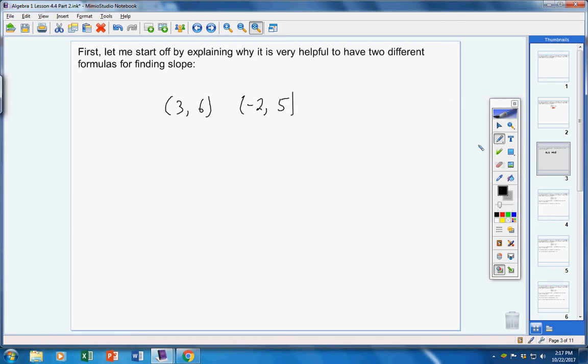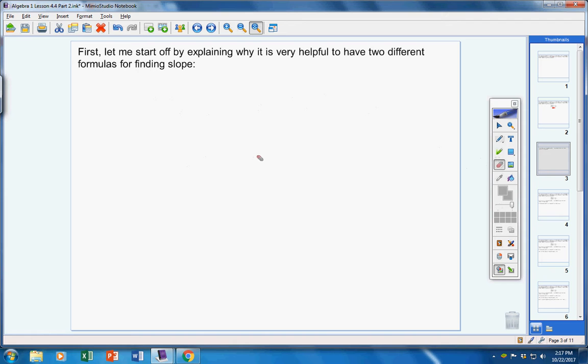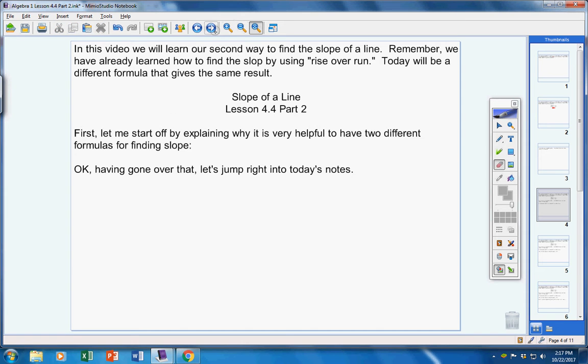What if there's a formula, and there is a formula, that simply takes these two ordered pairs and allows you to find the slope, are you listening, without drawing the line? Well, that would save you a lot of time, would it not? Well, that's the other formula we're going to learn today. So both of the formulas, the one you're learning today and the one you learned in your last video, are both important and both helpful depending on the situation. Alright? So, having gotten over that, let's jump right into today's notes.